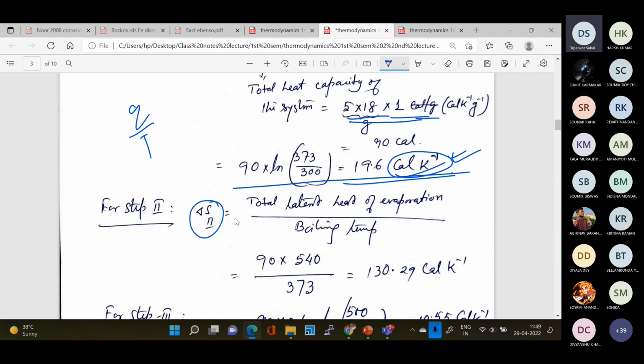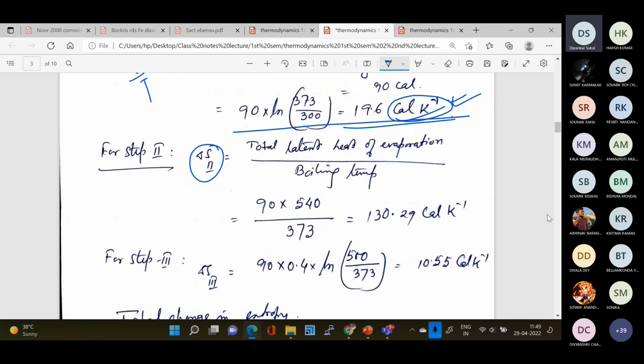Now for step 2, it is the phase transition. This is the total heat change during phase transition divided by the corresponding temperature. That means the total latent heat of evaporation. So 540 calorie per gram is the latent heat of vaporization. And what is the total amount of water? 90 gram. Hence, what is the total latent heat? 90 into 540. What is the boiling temperature? 373. So this is the delta S for step 2.